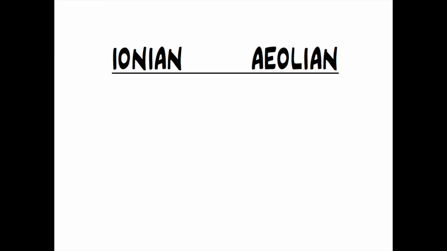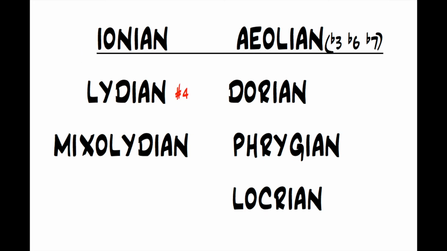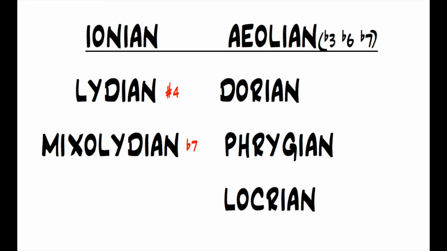Let's start with the major modes. Lydian is just like Ionian, but it has a raised 4th degree. Again, we say raised instead of sharp. Mixolydian is just like the Ionian also, but it has a lowered 7th degree in its scale.